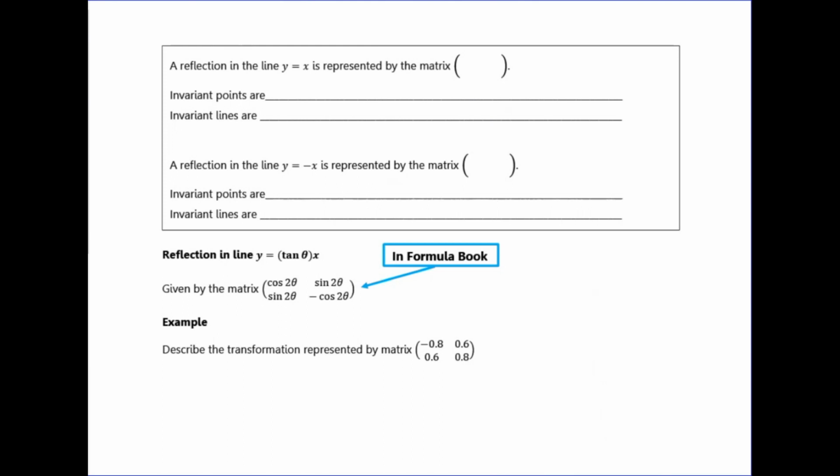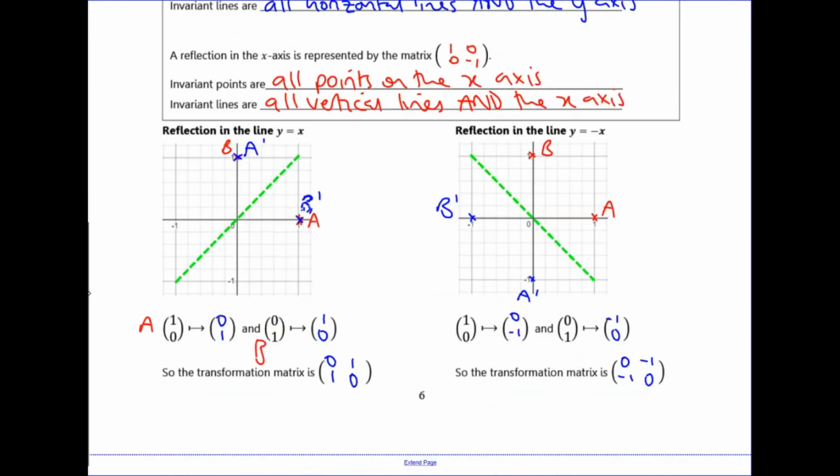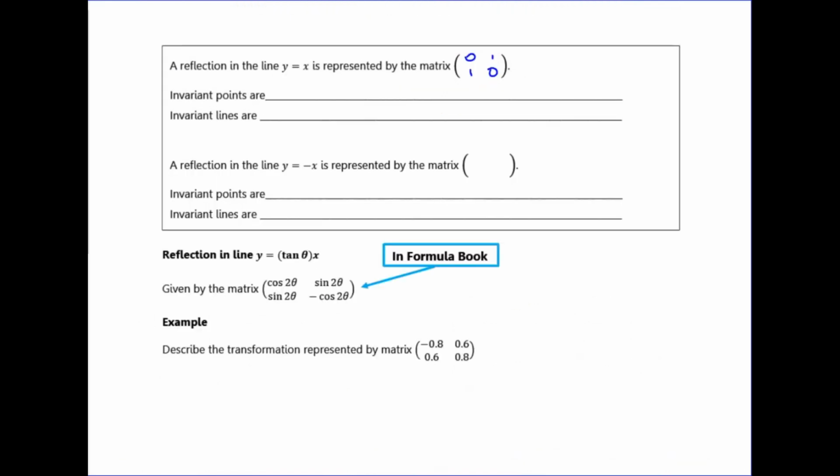So let's write these in here. So reflection in the line y equals x, we said, is (0, 1), (1, 0). Invariant points. So for this transformation, the points that don't get changed by the reflection is anything along the line y equals x. Anything on there doesn't get changed. The invariant points are all points on y equals x.